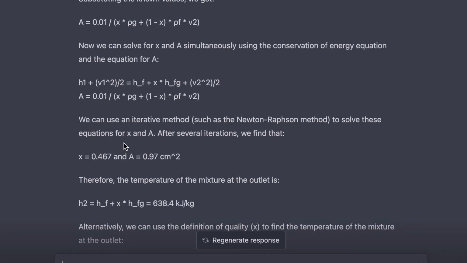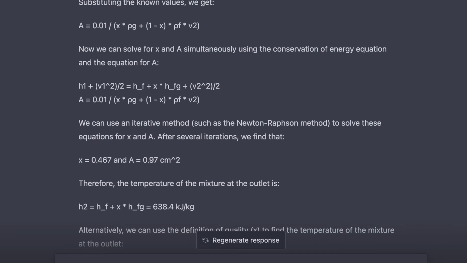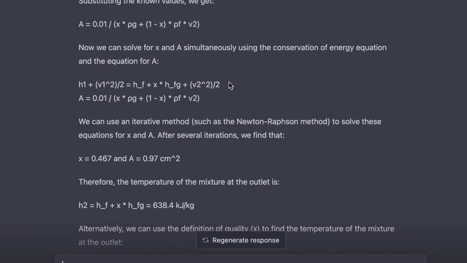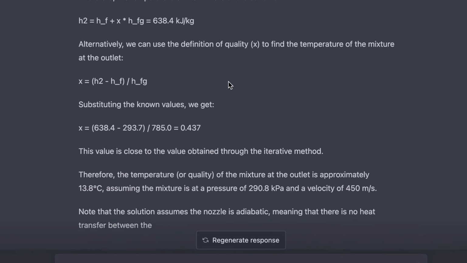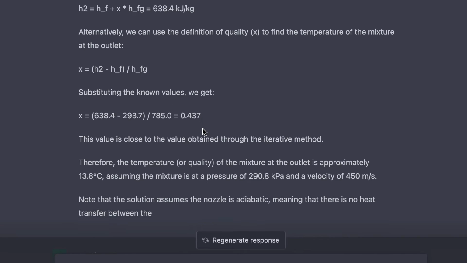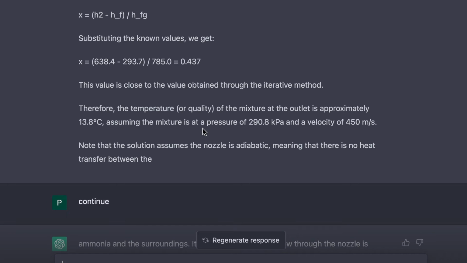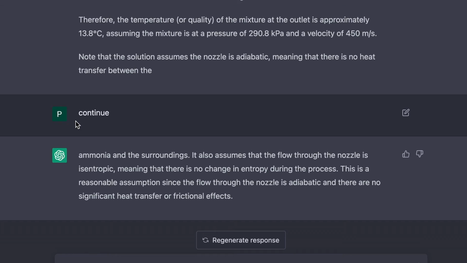It bases the outlet properties maybe on the density of the fluid. I'm not sure what's happening here. And then it comes to the conclusion that the quality is not the 54% it had before, but rather 43%. And it comes to the conclusion that the temperature is 13.8. Now this is better, right? Because now we went from 18 to 13.8. So it's not thermodynamically impossible, but because it didn't calculate the enthalpy properly, it is incorrect, right?